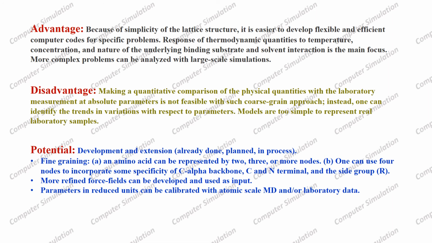Potential, development and extension, already done, planned, or in process. A. Fine graining: an amino acid can be represented by 2, 3, or more nodes. B. One can use 4 nodes to incorporate some specificity of C-alpha backbone, C and N terminals, and the side group, R. More refined force fields can be developed and used as input. Parameters and reduced units can be calibrated with atomic scale MD or laboratory data.